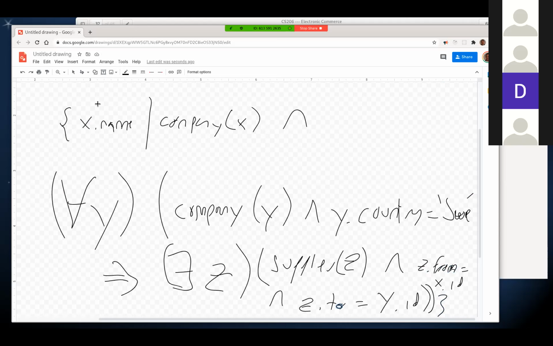All right, so let's think this thing through. I have a company. I grab this one company called, let's say, Microsoft. Now I ask myself the following question: is it true that for all the companies in Sweden, there exists a record of supply that is from Microsoft, because the from is equal to the ID of, I said x is now clamped to Microsoft.